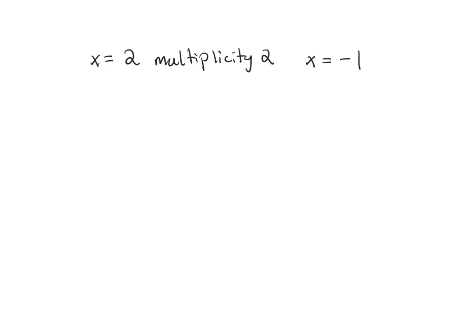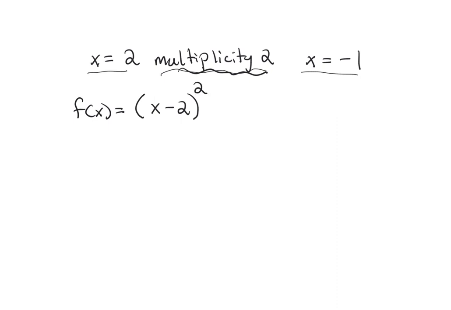So here are some zeros of a polynomial. x equals 2 with multiplicity 2 and x equals -1. There are lots of polynomials that will have these solutions, but we are going to just simply come up with one of them. So we're just going to turn these into factors. So f of x equals, if you have a solution of a positive 2, then that means you have a factor of x minus 2. Multiplicity 2 means that that factor is being squared.